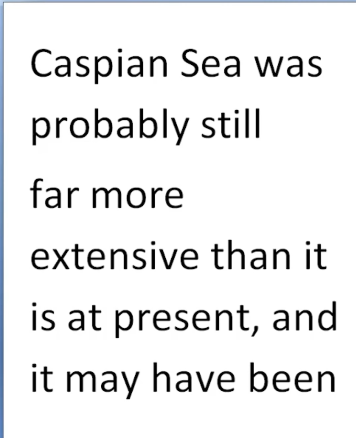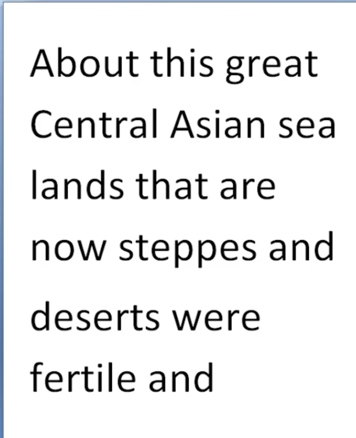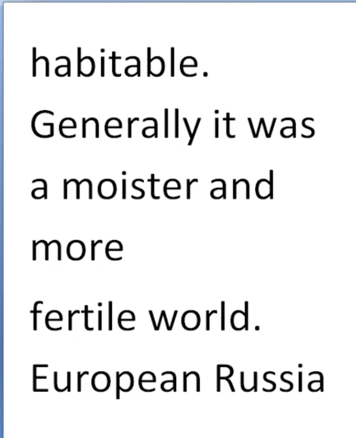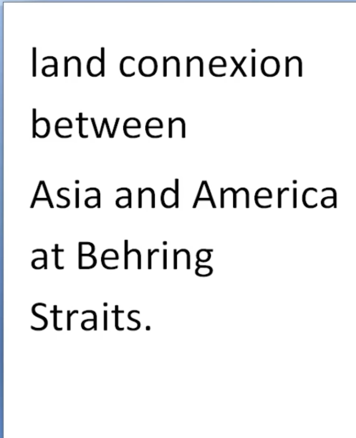The Caspian Sea was probably still far more extensive than it is at present, and it may have been continuous with the Black Sea to the north of the Caucasus Mountains. About this great Central Asian sea, lands that are now steppes and deserts were fertile and habitable. Generally, it was a moister and more fertile world. European Russia was much more a land of swamp and lake than it is now, and there may still have been a land connection between Asia and America at Behring Straits.